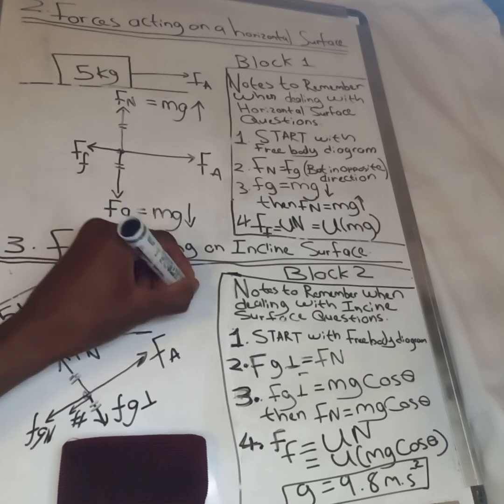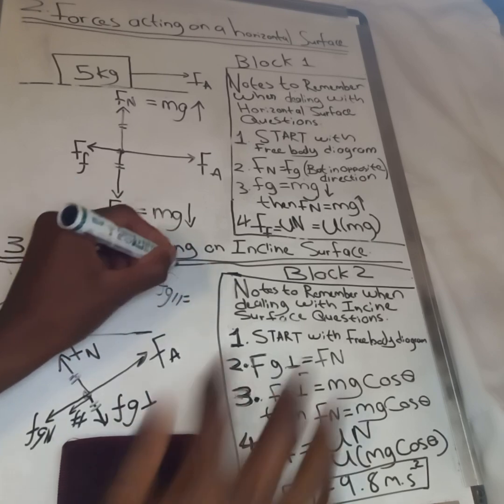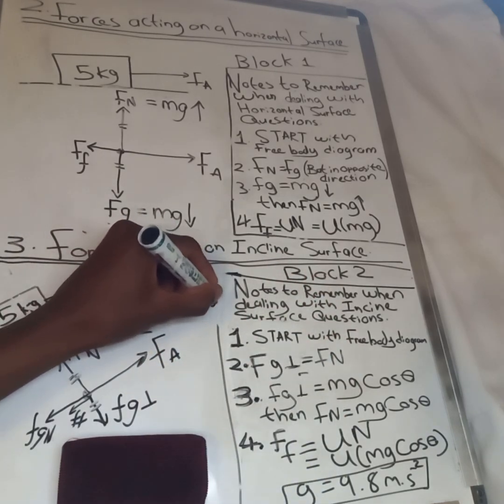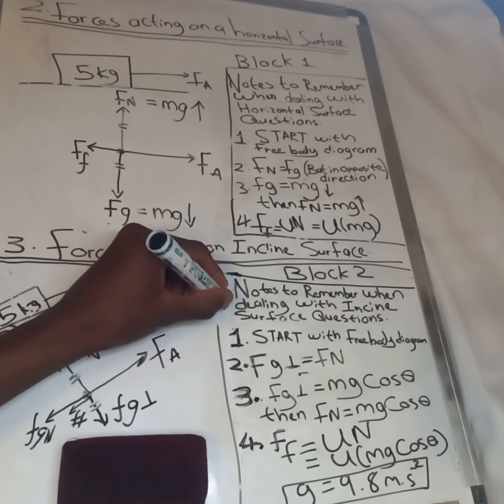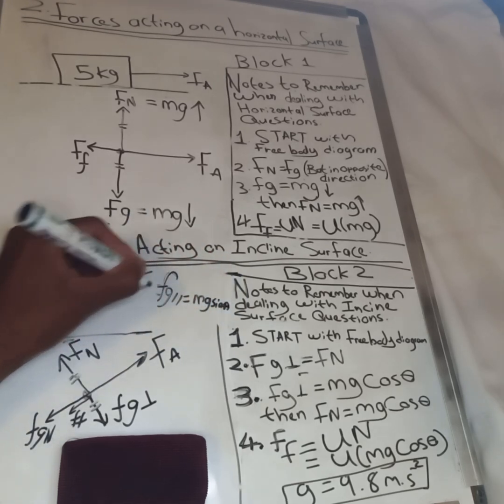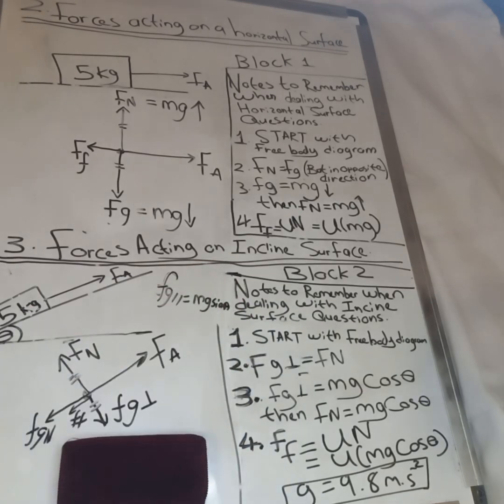Write down the formula for Fg parallel. So the formula for Fg parallel is equal to what? It's going to be mg sine theta.